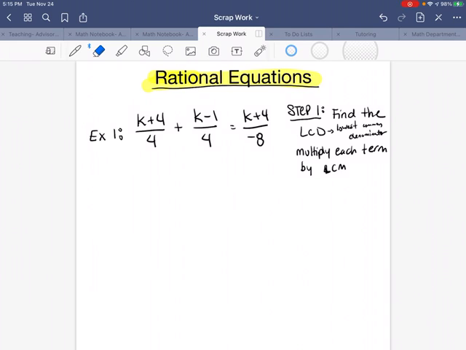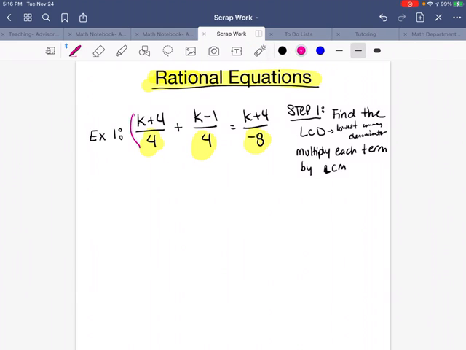Okay, so the first thing we're going to be doing is finding the LCD, which is the lowest common denominator. So we need to look at all the denominators here. What is the smallest number that can be divided by 4 and by -8? And if you thought 8, that would be correct. So the lowest number is 8, because 8 divided by 4 is 2, and 8 divided by -8 is -1. So as long as you can divide all of them and get a whole number, you're good. So we're going to multiply.